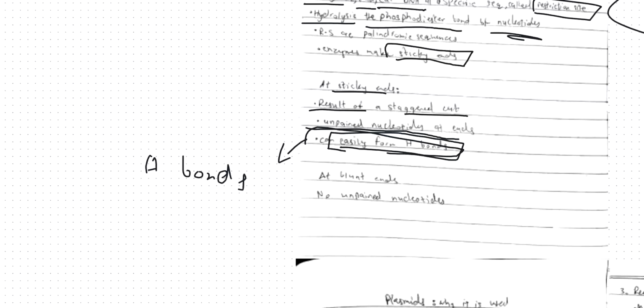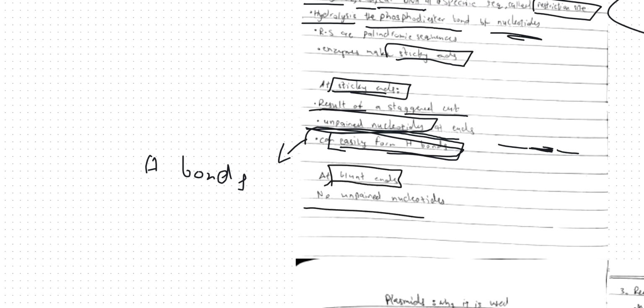So restriction enzymes produce sticky ends. Sticky ends have unpaired nucleotides, and because of these unpaired nucleotides, you can form hydrogen bonds between them. But if you have a blunt end, it basically means that you have no unpaired nucleotides. So yes, restriction enzymes produce sticky ends.